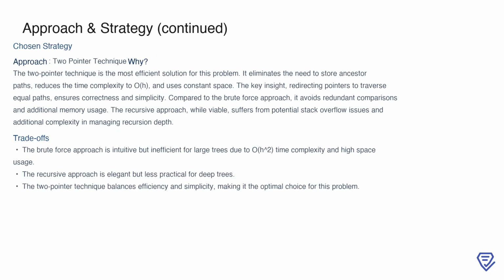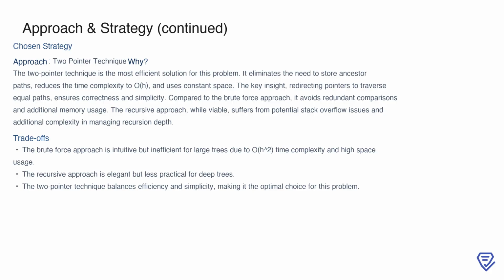Among the approaches considered, the two-pointer technique is the most efficient and practical solution for this problem. It avoids the inefficiencies of the brute force approach, such as redundant comparisons and high memory usage, while maintaining simplicity. By ensuring both pointers traverse equal paths, this method guarantees correctness and reduces the time complexity to O(h), with constant space usage. Compared to the recursive approach, the two-pointer technique is more robust, as it avoids the risk of stack overflow in deep trees and eliminates the need for additional depth management.